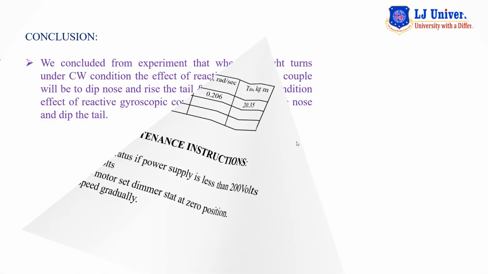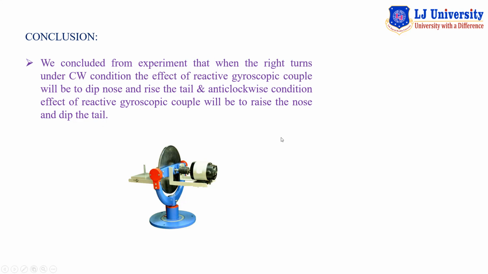And last one, that is the conclusion. So we conclude from the experiment that when turning right under a clockwise direction condition, the effect of reactive gyroscopic couple will be to dip the nose and raise the tail. And in anti-clockwise condition, the effect of reactive gyroscopic couple will be to raise the nose and dip the tail.